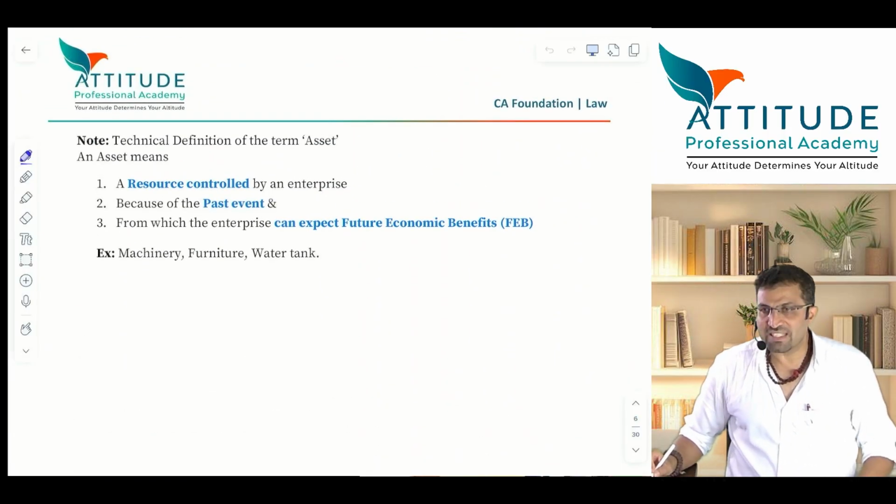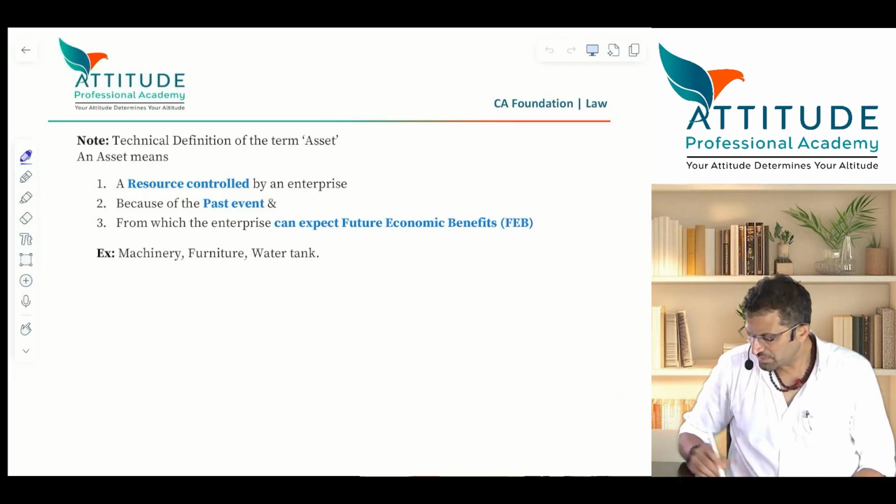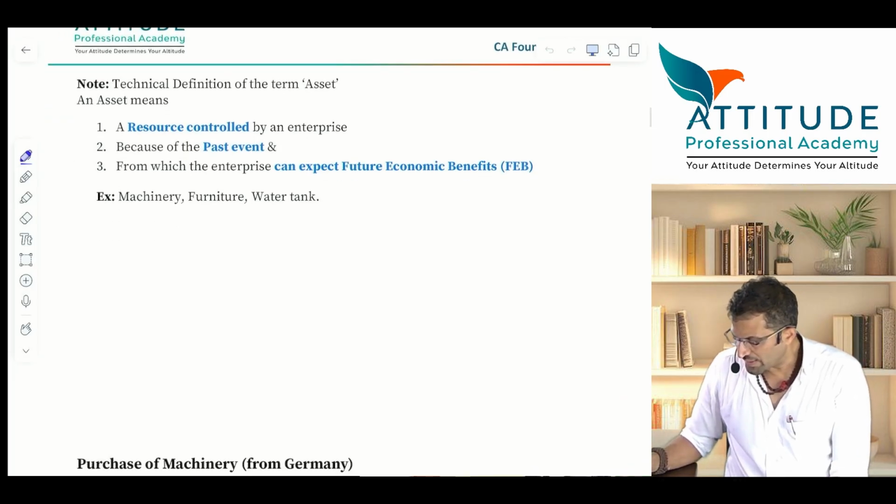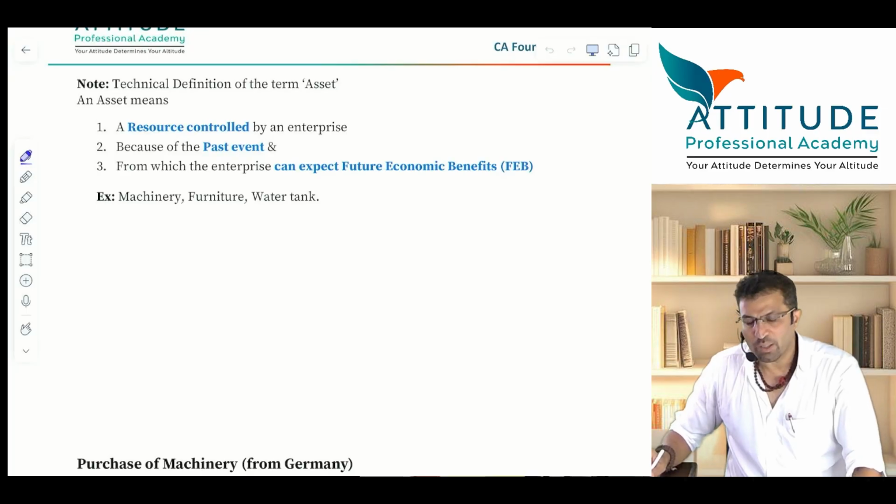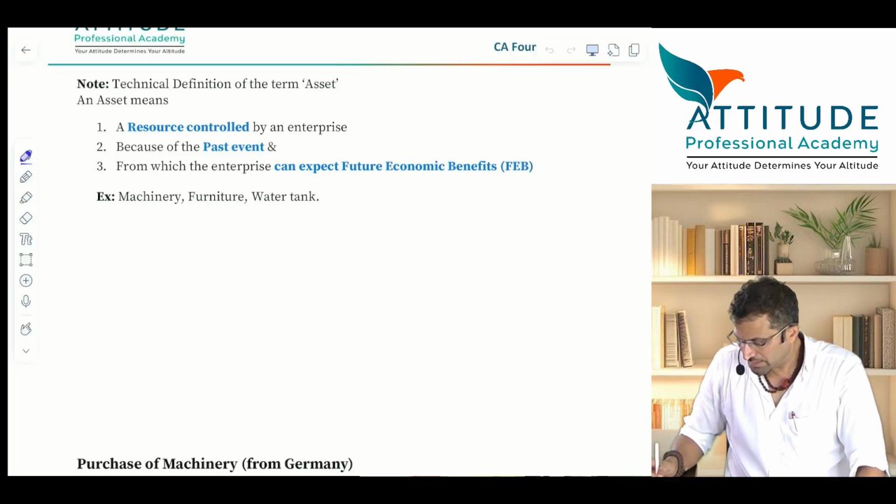We had come down to this definition. You still remember this definition? What is that? A resource controlled by... I'm talking about the definition of the term asset.